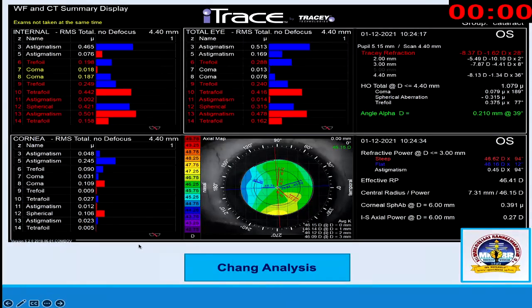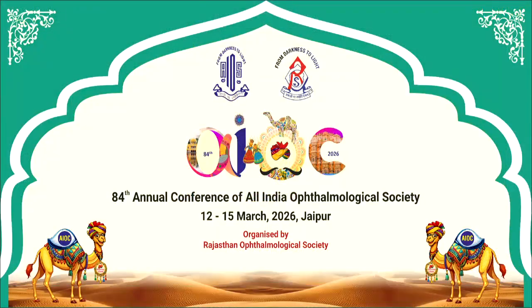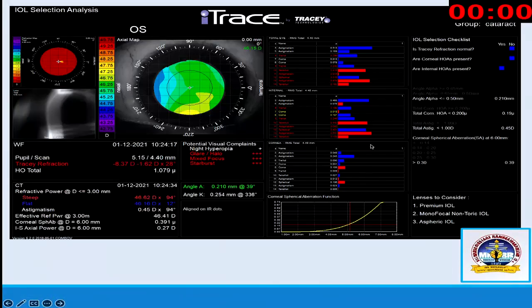So this is one patient where the preoperative spherical aberration is around this much. This is the internal one, the corneal one is around 0.1, and this is the corneal spherical aberration at 6 millimeter, which is around 0.4, and I will come to that. And this is the modulation transfer function, which is less than 40%. To have good vision the corneal MTF is good, but the total eye MTF, because of the cataract, is less. Sir, you have to wind up, sir.